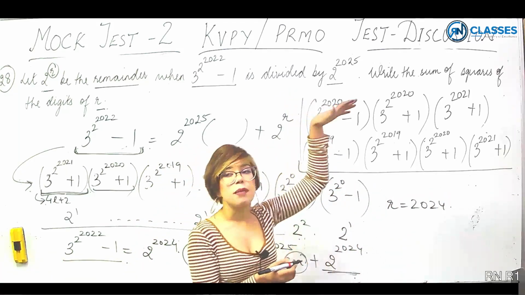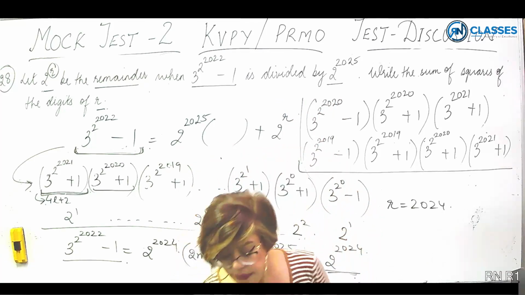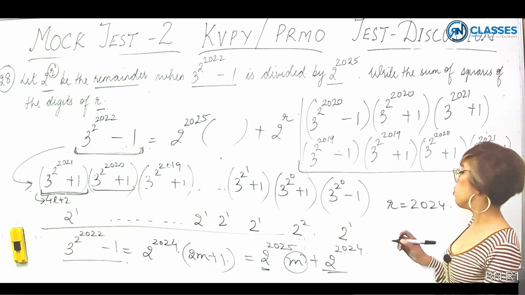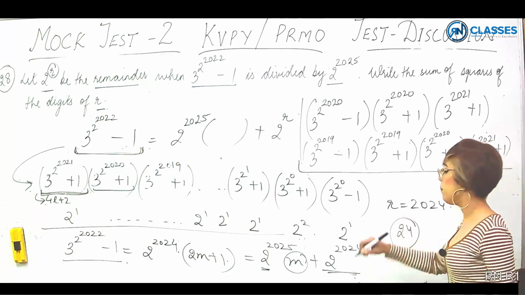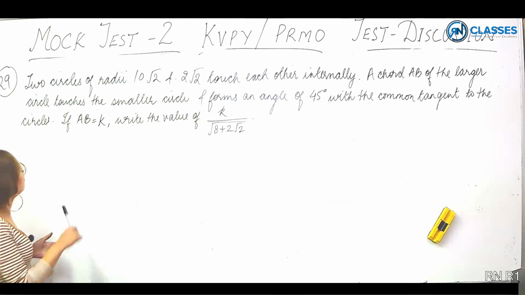Right? Then you need to find the sum of the squares of the digits of r. You can very well find it. The answer will turn out to be 24. Alright. On to the next one.